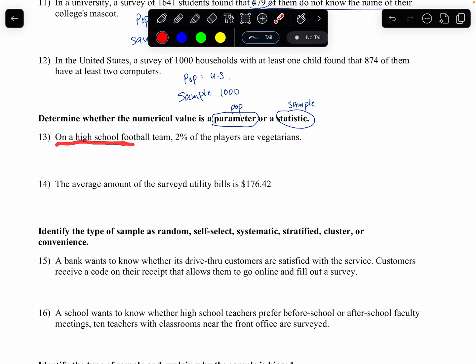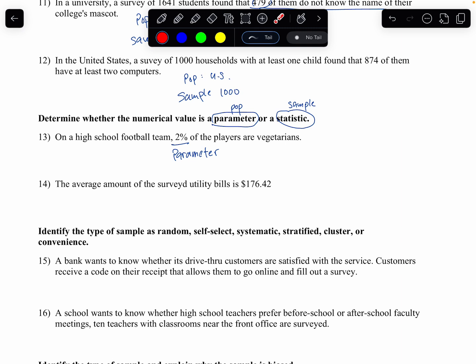On a high school football team, 2% of the players are vegetarian. This 2% is referring to the entire high school football team, meaning that the high school football team is the population, and this 2% is of the population. Therefore, the 2% is a parameter. It's a numerical descriptor of the population.